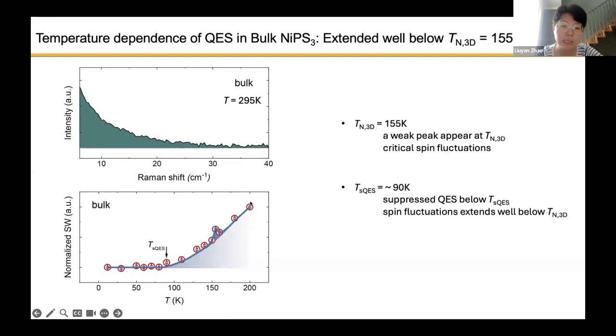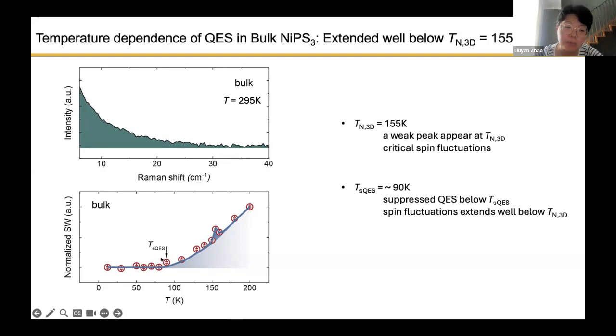Here we are showing the data between 200 Kelvin and 10 Kelvin. You will see two features here. The first feature is a teeny tiny bump around 155 Kelvin. This coincides with the literature-assigned Néel temperature for the bulk nickel phosphorus trisulfide. This teeny tiny peak signifies the critical spin fluctuation when this critical temperature sets in. Later on, we can see that the fluctuation keeps on decreasing, and up to a temperature, the fluctuation vanishes.